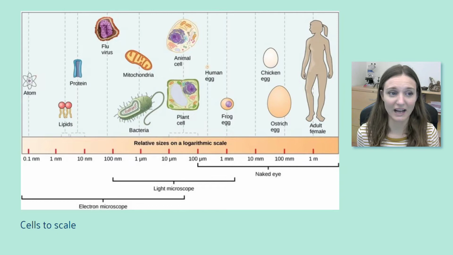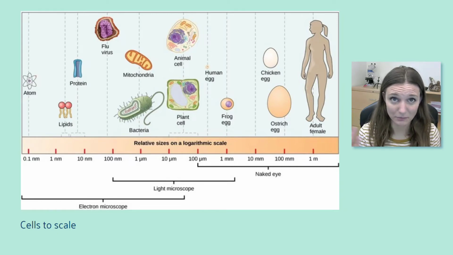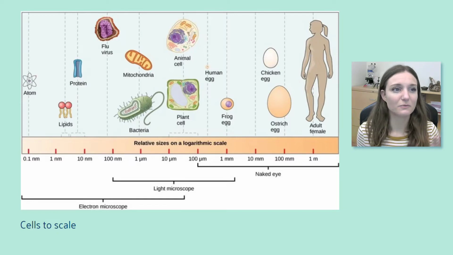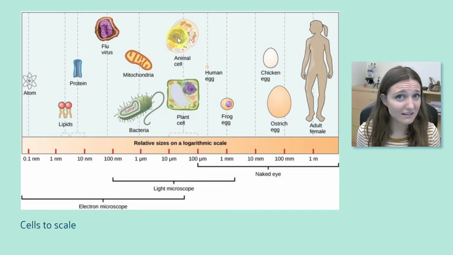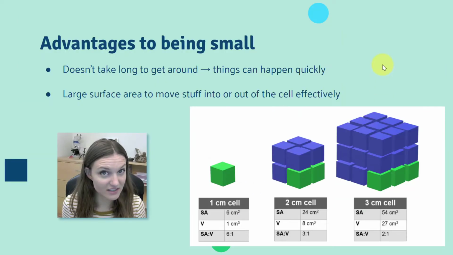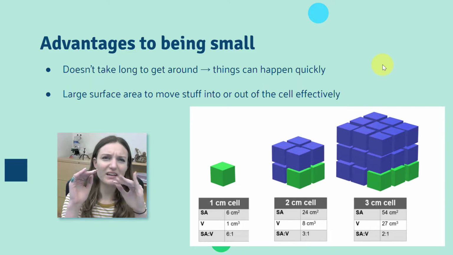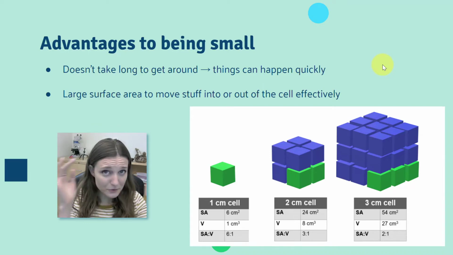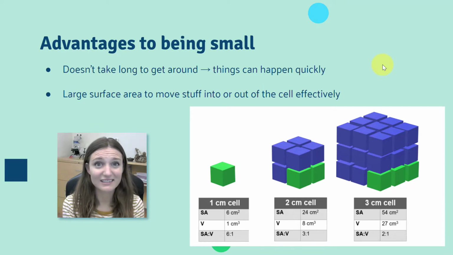Natural selection would have selected against any cells that were way too big or any cells that were way too small, okay? So the size and structure of a cell has been acted on by natural selection. And why it's advantageous to be so small, one of the main components of that is that when you're small, you have a huge surface area to move stuff in and out compared to your internal volume, okay?